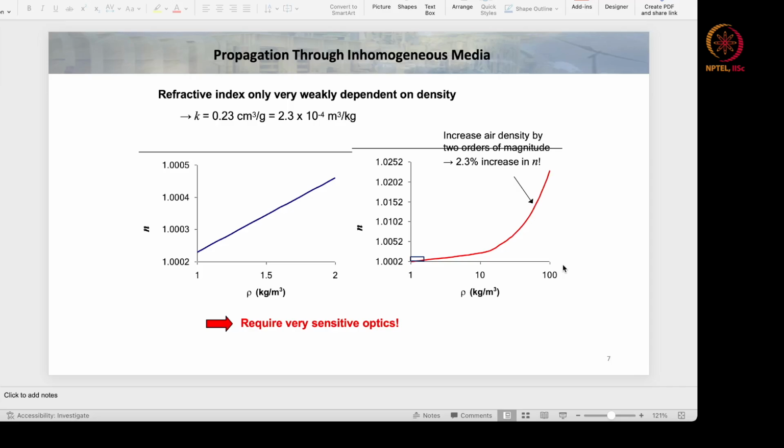Now, this poses a problem because you have a very large variation of one parameter and a very small variation of the refractive index. And density variation by 2 orders is not obvious in, for example, a candle flame, where you have this plume which rises around the candle. That does not have a density variation of 2 orders. So there is a minuscule change in refractive index for a very large change in density. So this means that you need to have very, very sophisticated and sensitive optics.